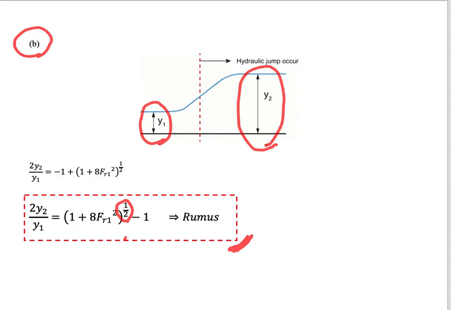So please make sure that the numbering is correct. Number 2 here is something that happens after the hydraulic jump, and the subscript 1 here is something that occurred before the hydraulic jump.